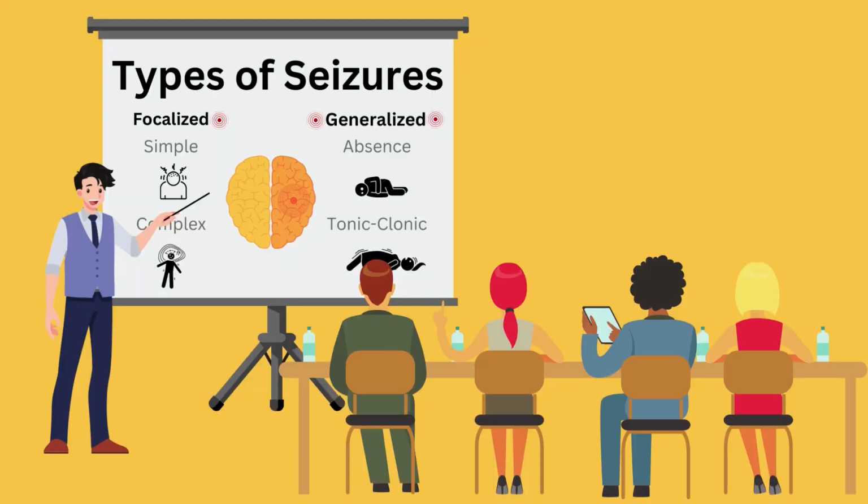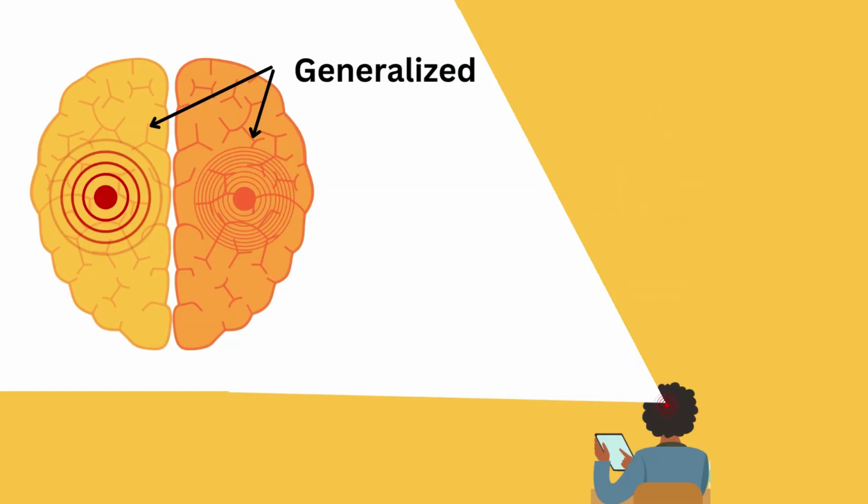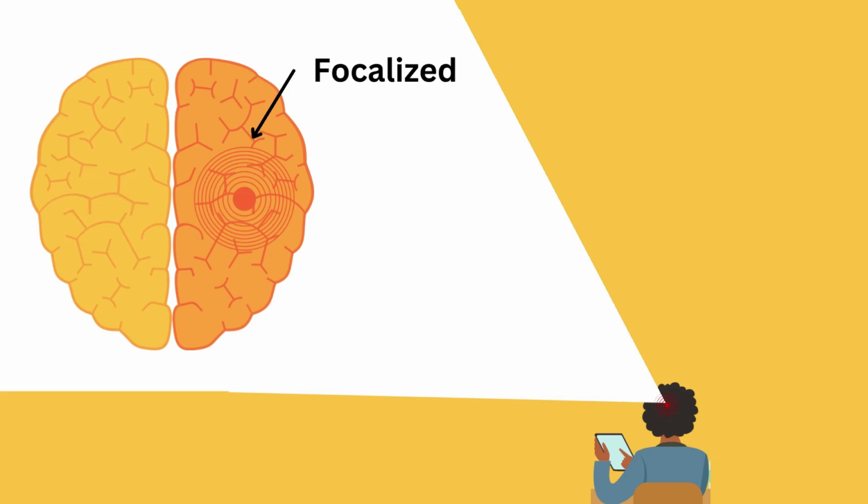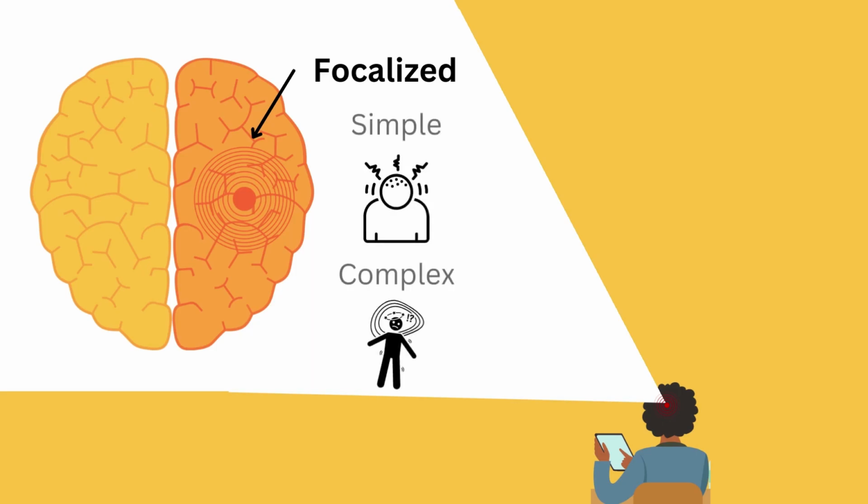It is important to know the difference between each type of seizure because each requires a different type and level of intervention. There are 2 categories of seizures. Generalized seizures affect both parts of the brain and include absence and tonic-clonic seizures. Focalized or partial seizures affect only one area of the brain. A person can experience a simple or a complex focalized seizure.